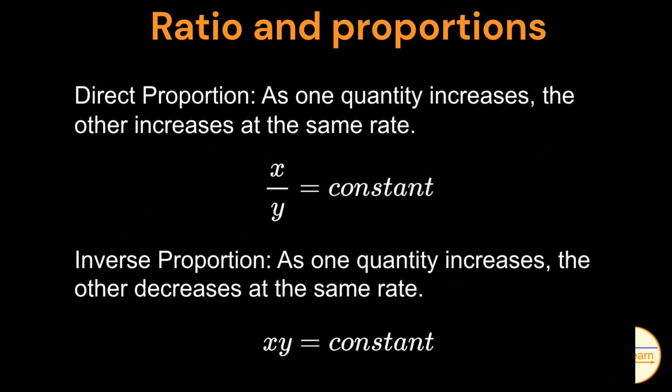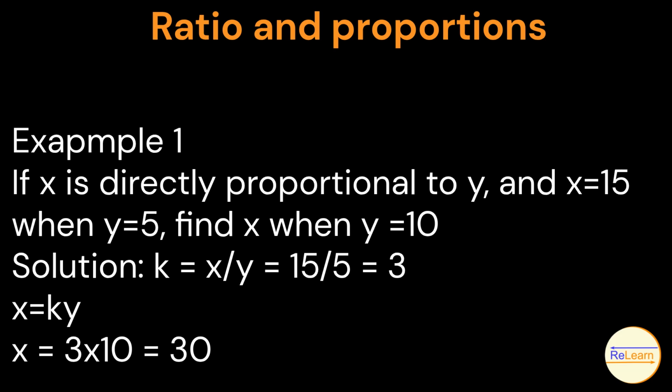Direct proportion. As one quantity increases, the other increases at the same rate. X upon Y is equal to a constant. Inverse proportion. As one quantity increases, the other decreases at the same rate. XY is equal to a constant. Example. If X is directly proportional to Y, and X is equal to 15 when Y is equal to 5, find X when Y is equal to 10.